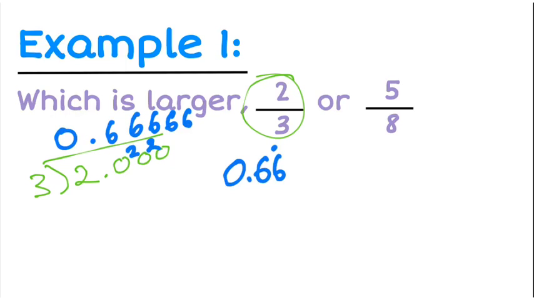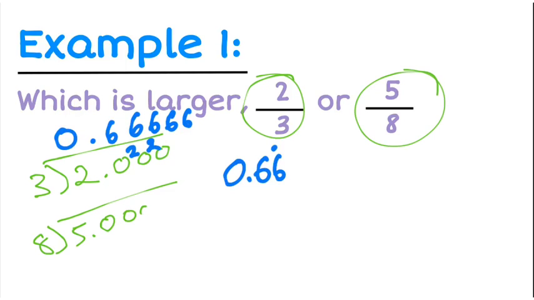Okay, now I want to convert my 5/8. So I want to do this and say, how many times does 8 go into 5? So again, I can do 5.000, as many zeros as I want. 8 doesn't go into 5, but 8 does go into 50. So 8 into 50 is 6, and 6 times 8 is 48. So the difference between 48 and 50 gives a remainder of 2.